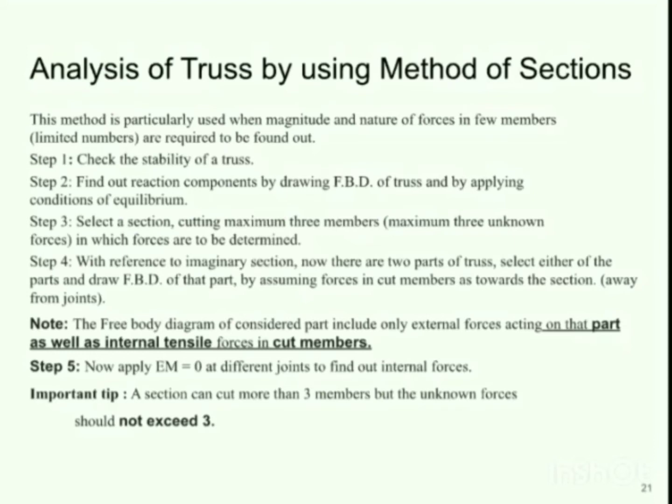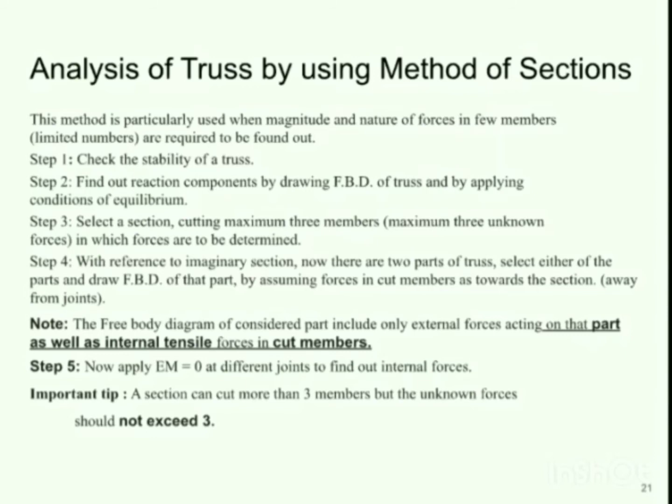Now as I told you that it may happen that more than 2 forces are acting on the joint, that is more than 2 members are connected at a joint. So it may happen that more than 3 members are getting cut by the section line, but the unknowns should not exceed more than 3. So this is the care that we need to take while drawing the section of the truss.